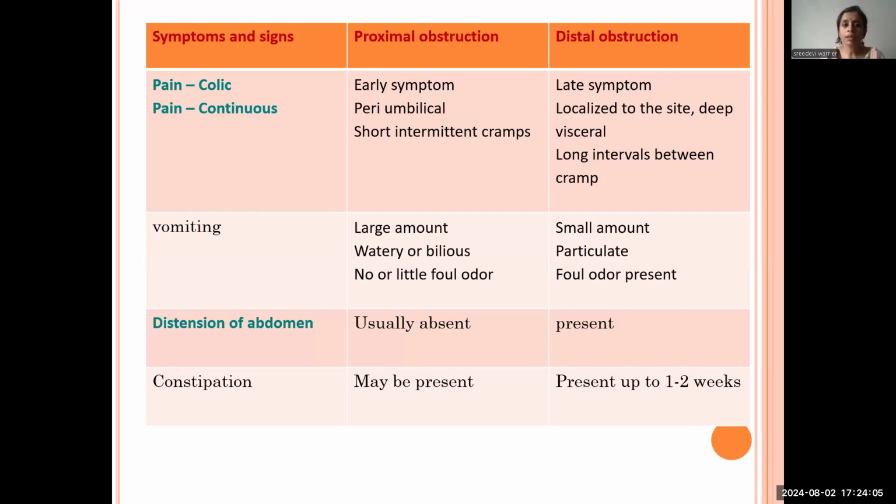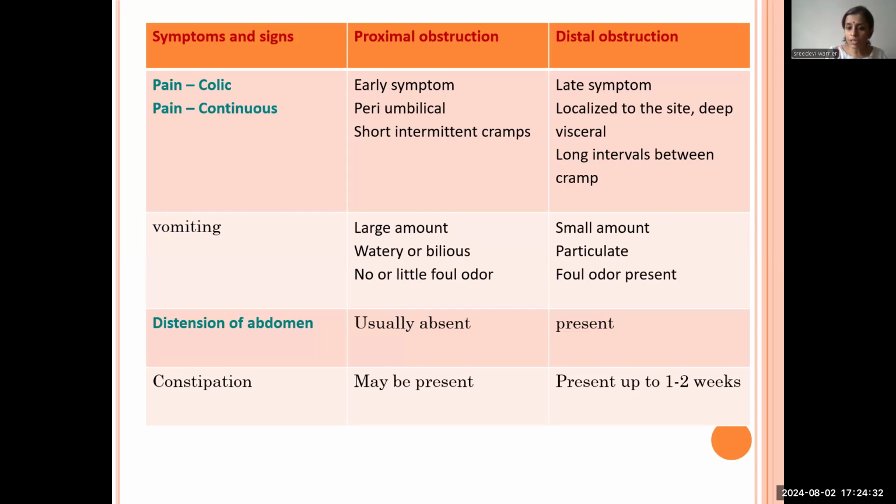In terms of pain, if it is an upper level obstruction, symptoms will be earlier. There can be cramps and there can be peri-umbilical pain, the pain around the umbilical area. If it is distal, symptoms will be very, very late and there will be long intervals between the cramps. You can imagine it has to reach down the tube. It will take some time for the cramp to develop. It is not as high as the gastric outlet.